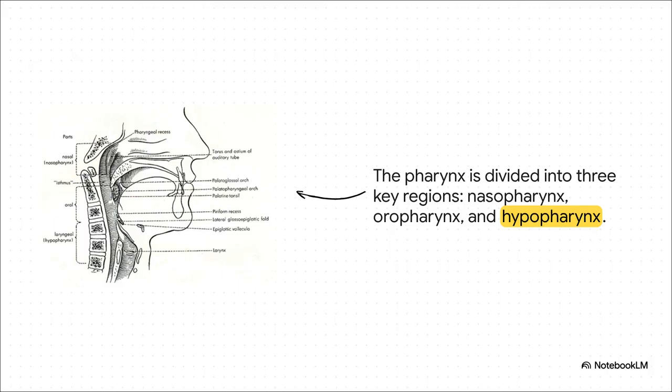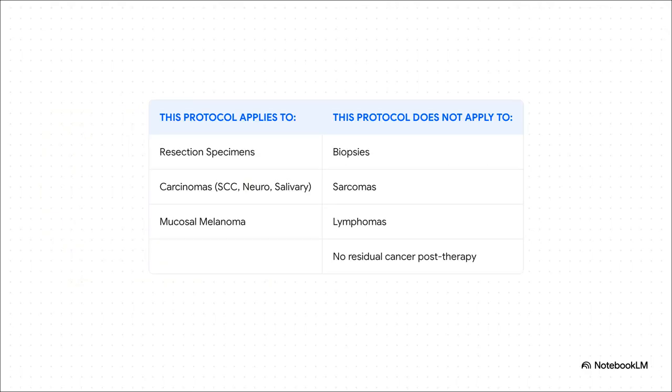This protocol covers cancers from the three main zones of the pharynx. You've got the nasopharynx way up top, the oropharynx right in the middle, that's where you'll find the tonsils and the base of the tongue, and the hypopharynx down at the bottom. So, when do you actually use this thing? Here's the most important takeaway.